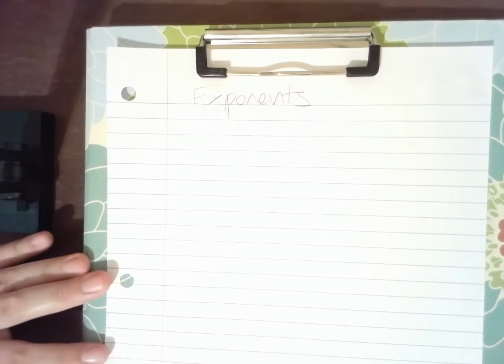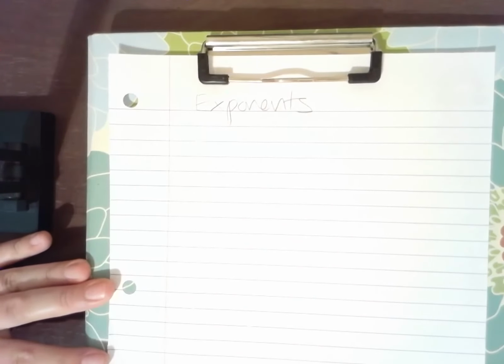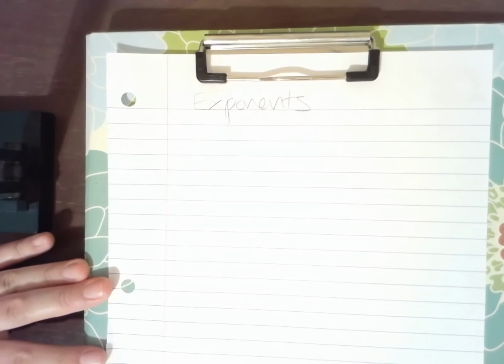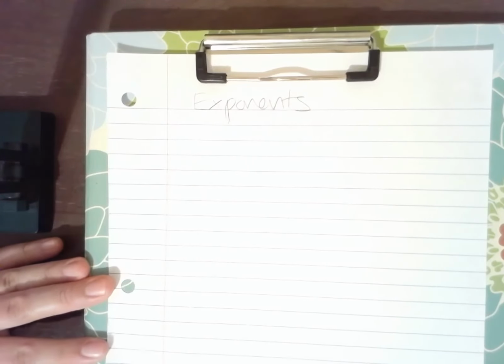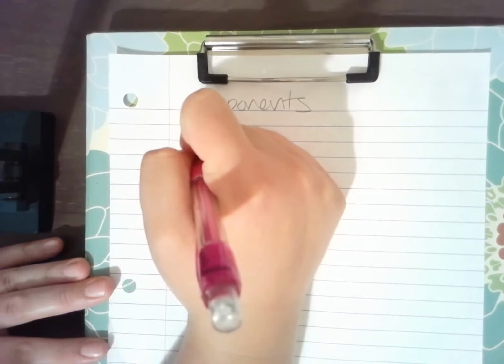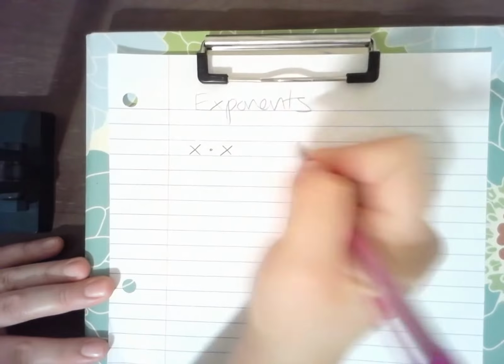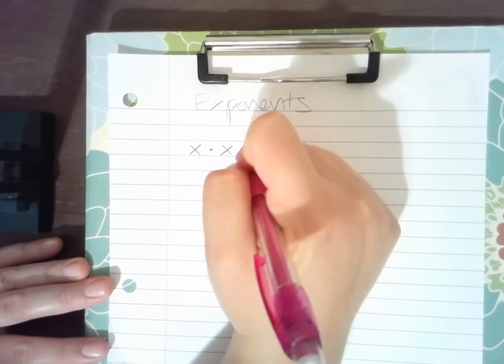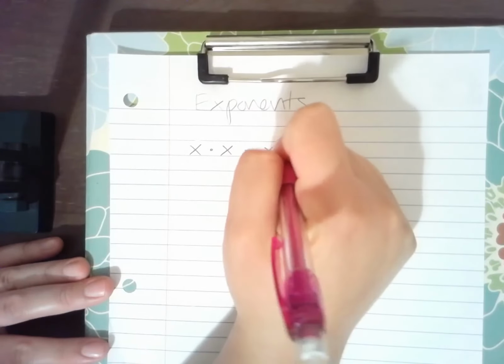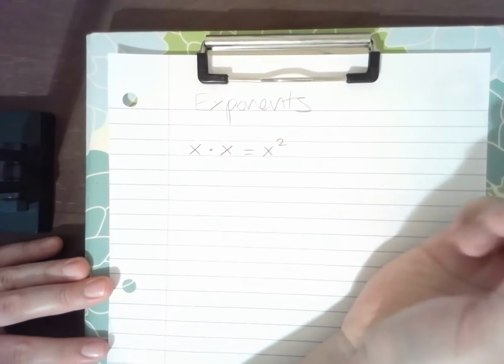Today we're going to talk about exponents, and before we get into the properties of exponents, I want to make sure we understand why we have exponents, okay? So basically we have exponents so that you can do shorthand and you don't have to write x times x. Instead of x times x, we're going to write x squared. That's the purpose of exponents.